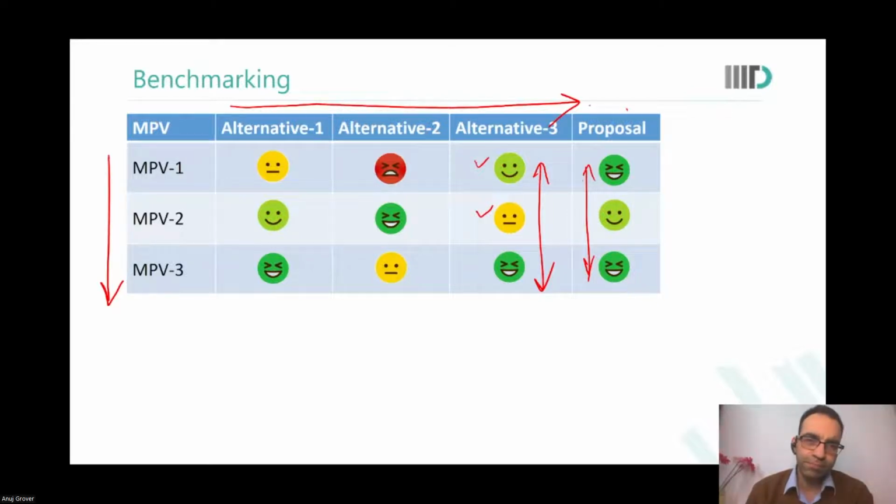Then what would you do? Because as soon as alternative 3 notices that you are on the market, they will improve themselves on the first 2 MPVs, and they will become a formidable force. You will not be able to wean away customers from them at all. In fact, they will cannibalize your customers. They will say, we are a well-established platform, why do you go with a startup? Come to us. So what do you do in that case?